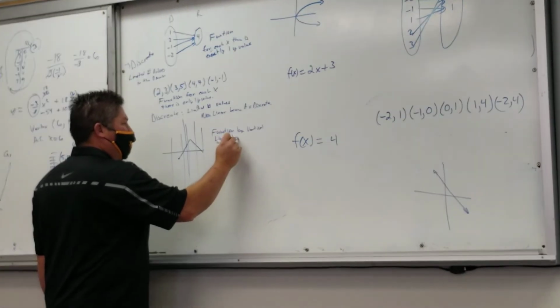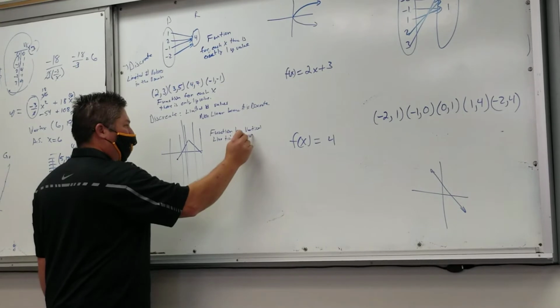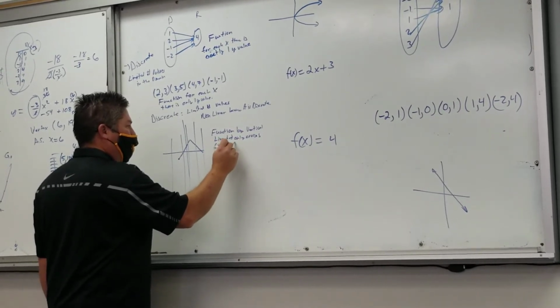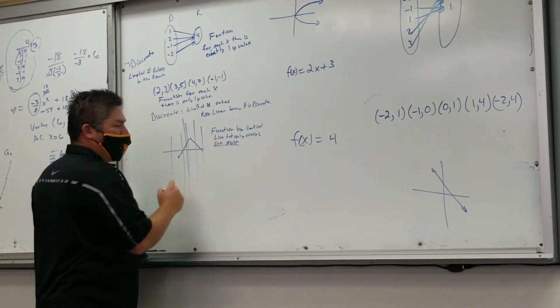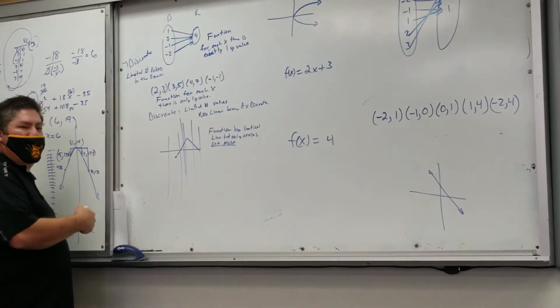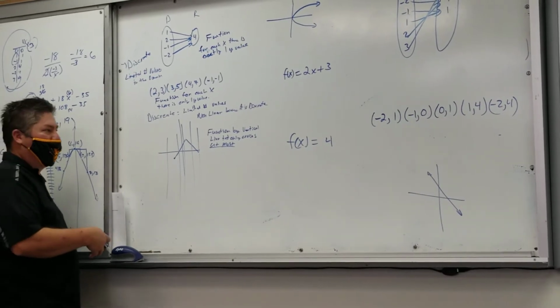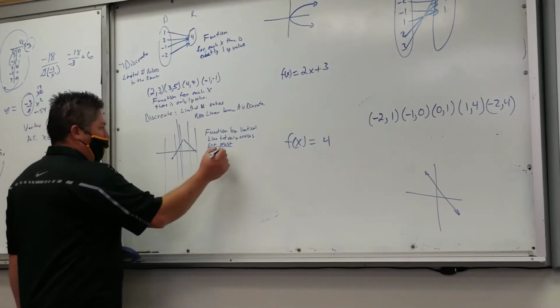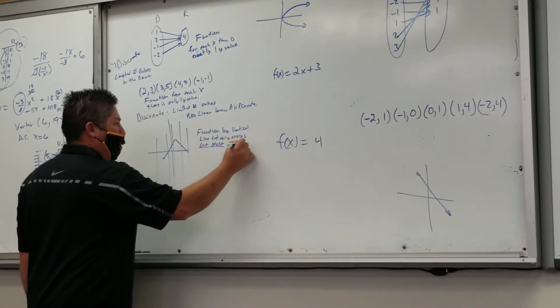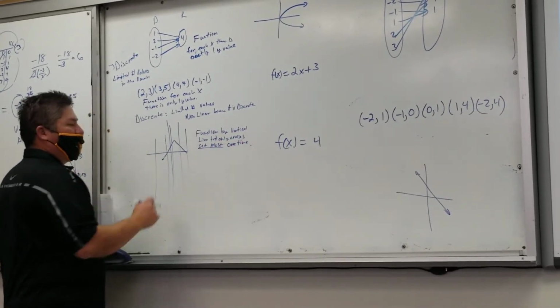Only crosses at most. Remember how we used to use that phrase on the greater than, less than? At most. That means it can be 0, and it can be 1, but it can't be more than that. At most 1 time. That's how we knew that one was a function.